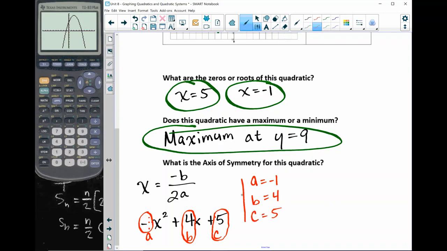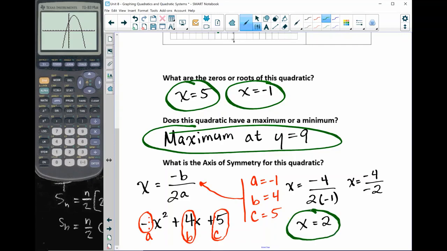Now all I have to do is take these numbers and sub them in. So x equals -4 over 2 times -1. That tells me that x equals 2. So x equals a negative over a negative is a positive, and 4 divided by 2 is 2. That's my axis of symmetry.